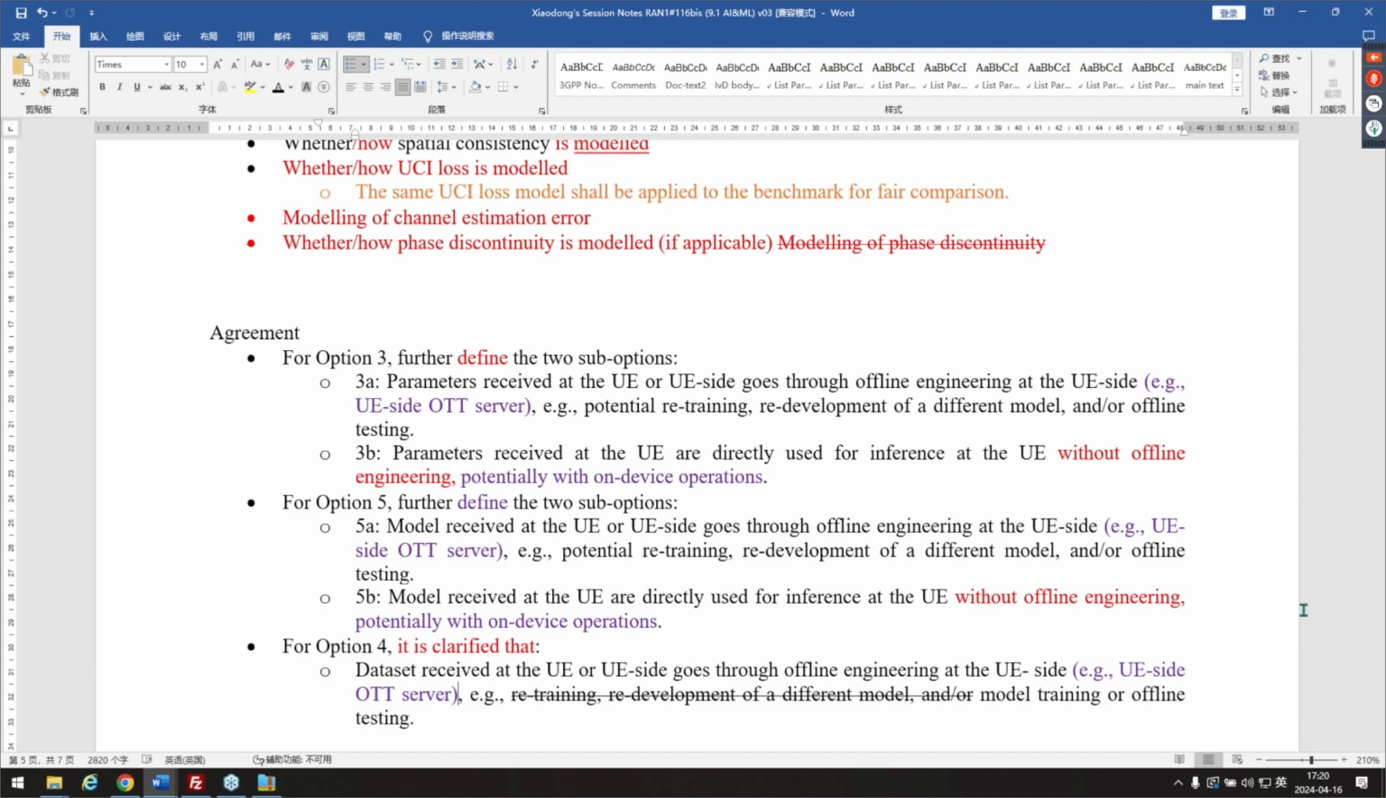I would say that if you get the parameters and use them directly as your encoder, then it is 3B or 5B. If you use that parameter as a reference and develop something, then it is 3A and 5A. But if the parameters are used as you get them, then it's 3B and 5B.